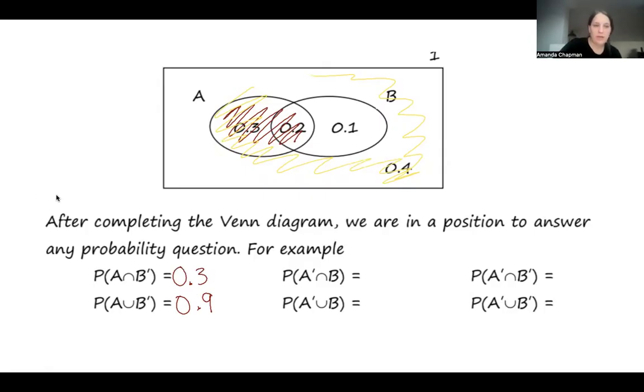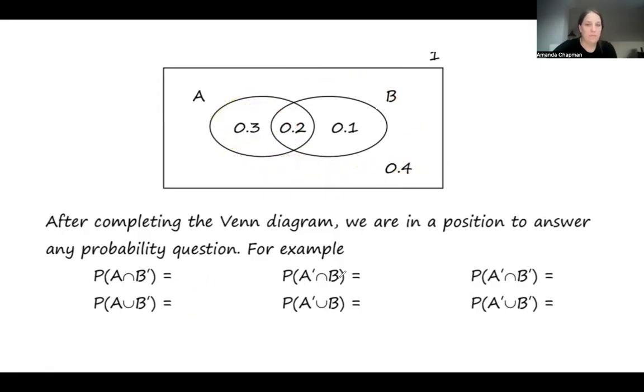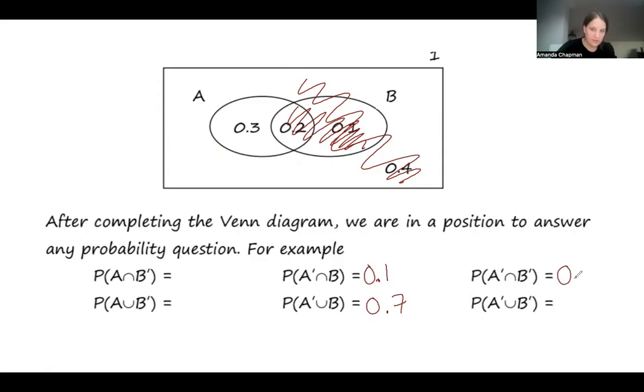Okay, so A, is this the last slide? I think so. A prime intersection B. So A prime is everything that's not in A. And I want to intersect that with B. So B is this. And that only overlaps for 0.1. Okay, and can I just write the others? You can check them if you would like, and we're going to practice them in class.